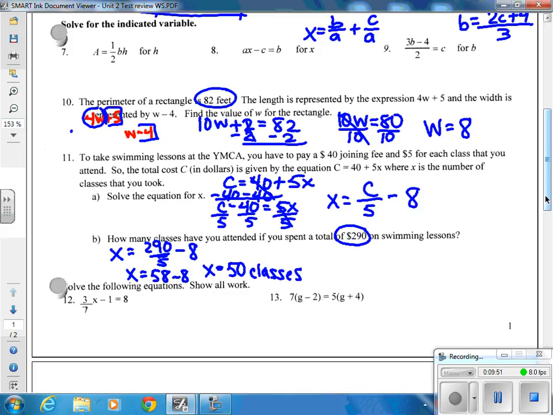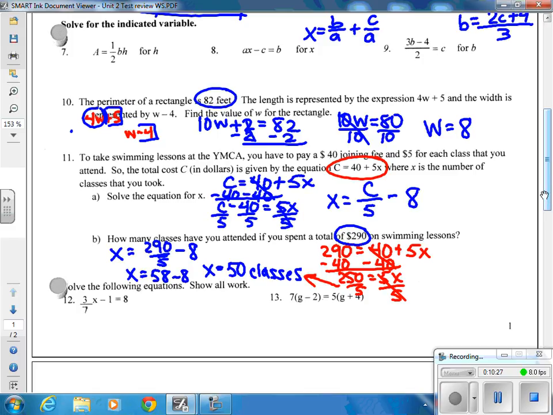Now, if you're afraid that your answer to letter A is wrong, and you don't want to use that for fear of getting letter B wrong, then go back to the original equation, which was c equals 40 plus 5x, and replace the c with the 290. And then you're just going to be solving a normal two-step equation that you should be very comfortable with. Subtract your 40. 290 minus 40 is 250, equals 5x. Divide by 5. And once again, you're going to get the same result of 50 classes. So you have two ways to get the same answer. It just depends on your confidence in part A to help you get to part B.